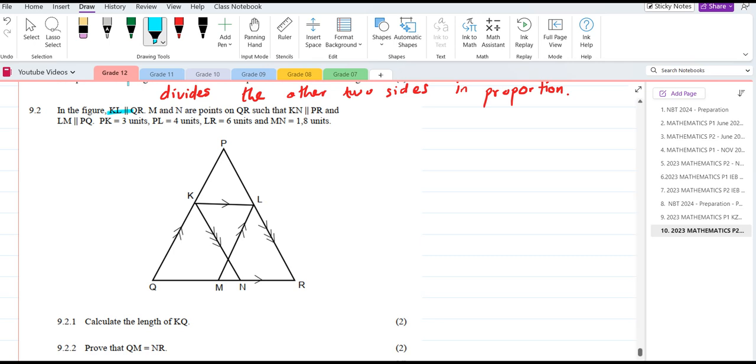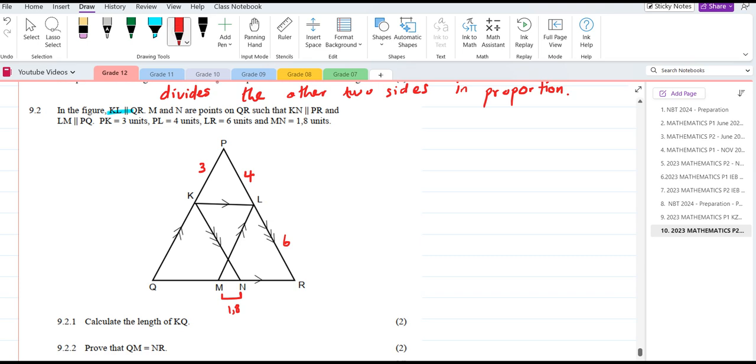PK is 3 units. They're giving us the actual values, not in ratios. PL is 4. LR is 6. Right? And MN is 1,8. Right, so obviously if LR is 6, we can get KQ. Calculate the length of KQ, right?